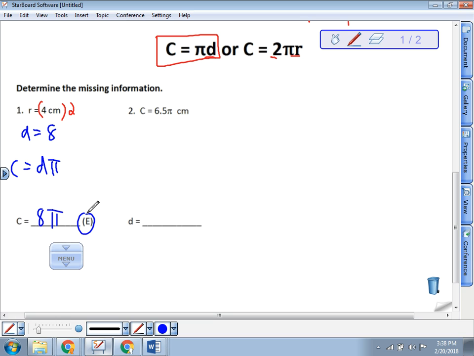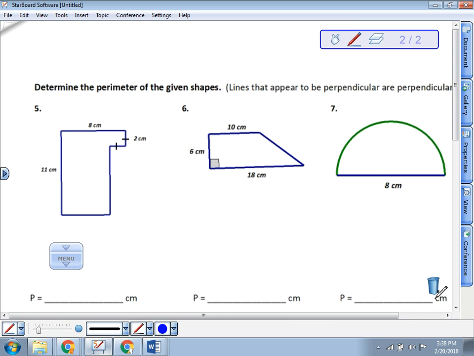Another simple example here. They give you that the circumference is 6.5 times pi. Remember, circumference is pi times diameter, or diameter times pi. Well, there's pi, so this must be the diameter, so it's 6.5. It's that easy. Okay, now let's get on to some polygons.